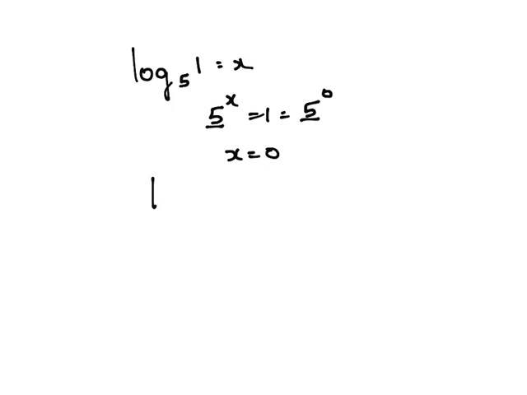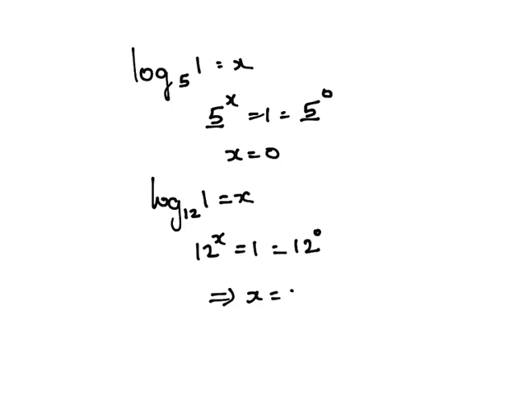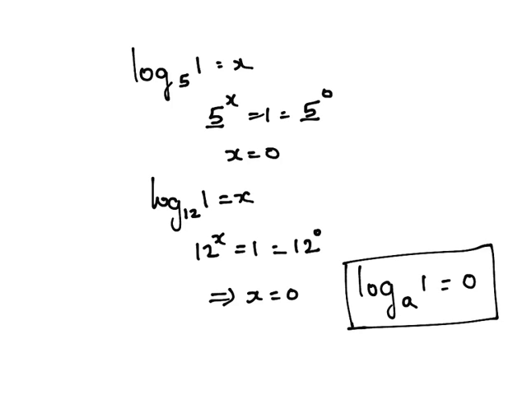So let us try to find log 1 to the base, let's say 12. Again, we take it as x. So I'll get 12 power x equal to 1, which can be written as 1 can be written as 12 power 0. Again, I get x equal to 0. So from this we can easily again deduce that log 1 to the base a will always be 0. So again, this is another important property. You keep it in mind.